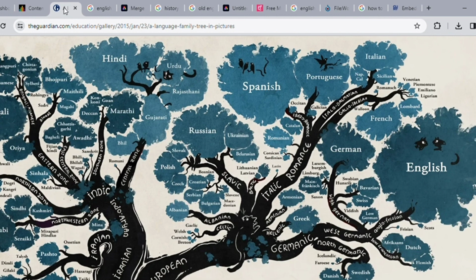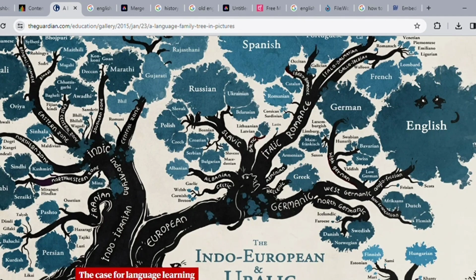Here is the language tree for you to study the origin of the languages, especially the Indo-European languages, how the English language originated from the Germanic branch, which is the West Germanic branch of the language.